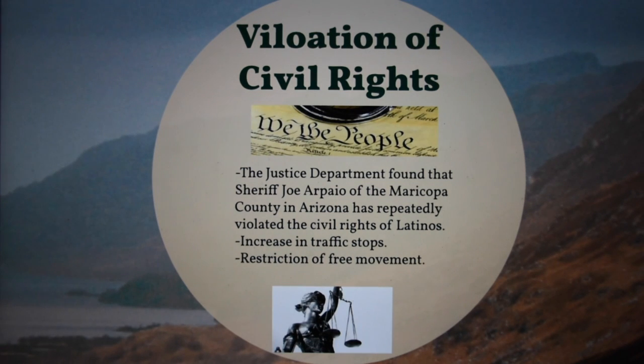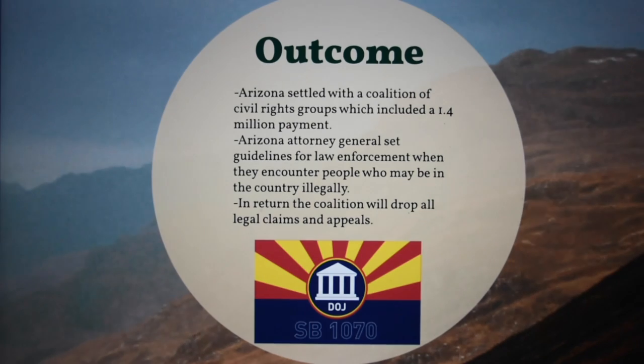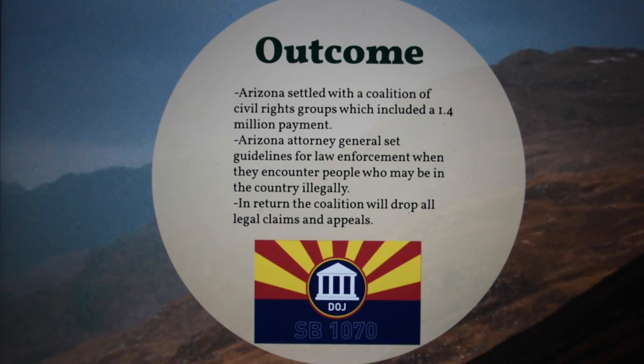Violation of civil rights. As we know, this law violated the rights of those living in Arizona. The Justice Department found that Sheriff Joe Arpaio of the Maricopa County in Arizona had repeatedly violated the civil rights of Latinos. Outcome. The outcome of SB 1070 was that Arizona's Attorney General set guidelines for law enforcement when they encountered people who may be in the country illegally. This way their civil rights wouldn't be violated.